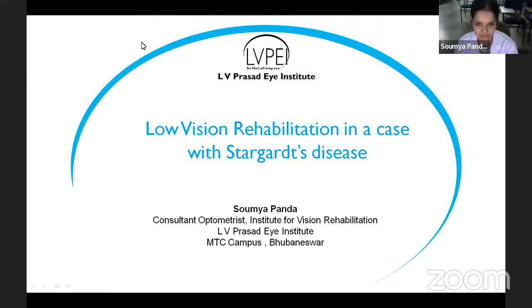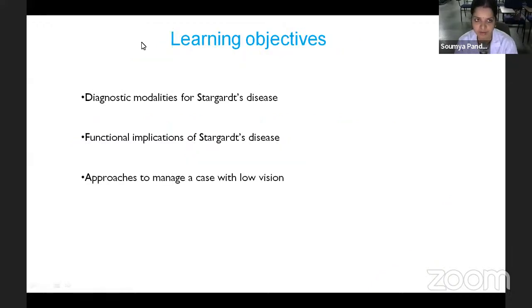Good morning, everyone. Today I'll be discussing a case of Stargardt disease and its low vision rehabilitation management. The learning objectives of this session are diagnostic modalities for Stargardt disease, functional implications of Stargardt disease, and approaches to manage a case with low vision.